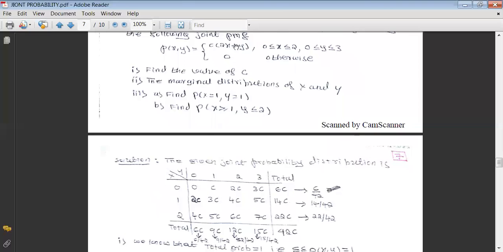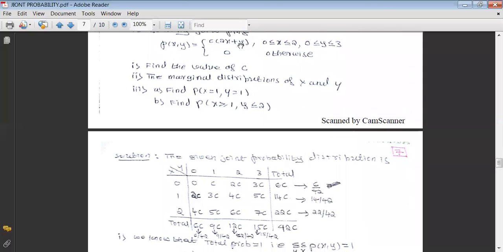When you take x equal to 0 here and y equal to 1, that is 1 into c, that we get c. When you take x equal to 0, y equal to 2 here, it will give 2c. When you take x equal to 0, y equal to 3, it will give 3c. Now, when you take x equal to 1, y equal to 0 here, it will give 2c. Next, 1 and 1, 3c, 1 and 2, 4c, 1 and 3, 5c. Like that, we can get all the values which are joint probabilities.